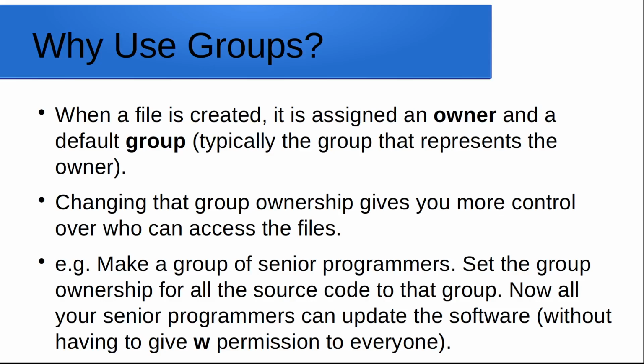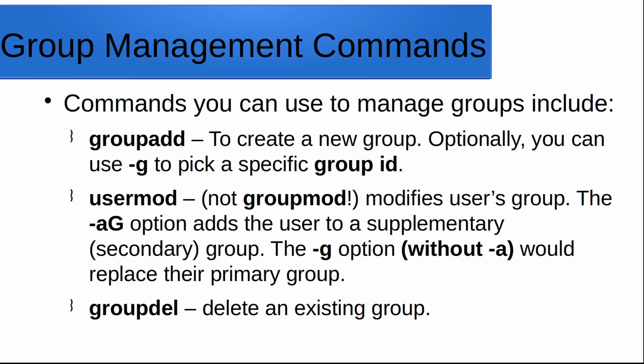So, for example, you've got senior programmers, right? And they want to set the group ownership for all that source code to everyone in the group. So you could have everybody in that particular group update the software by giving them the right permission, without giving everybody else on the system access to do that. It's a secure thing. And realistically, they'd probably be using something like GitHub, right? Just a silly example.